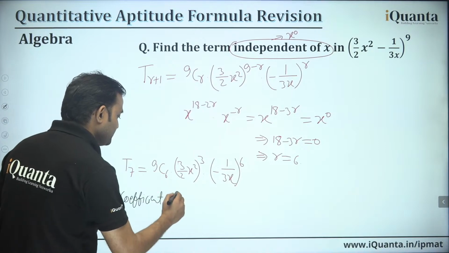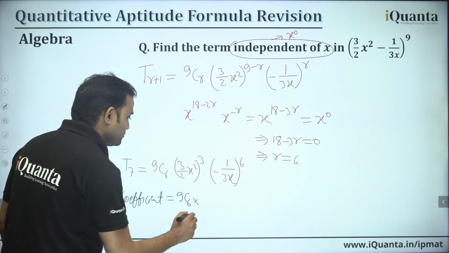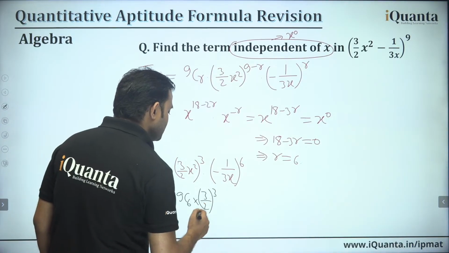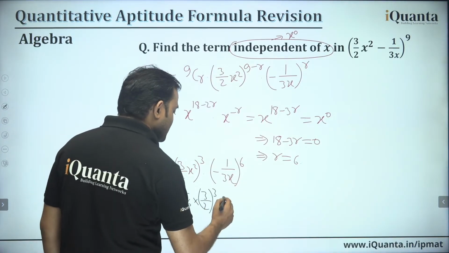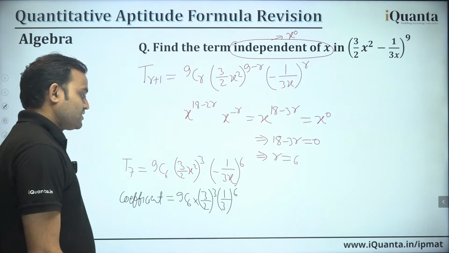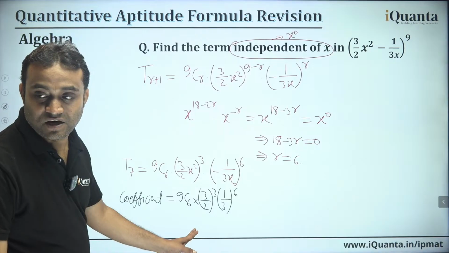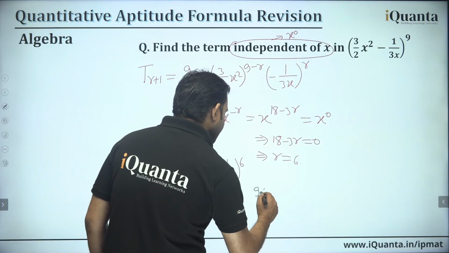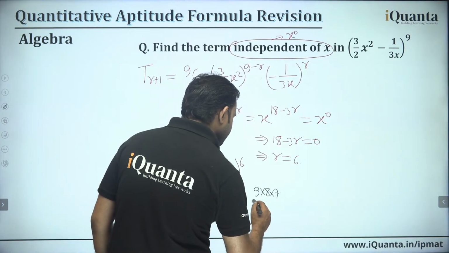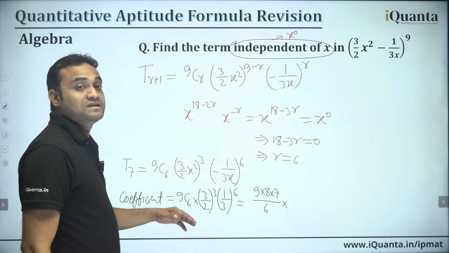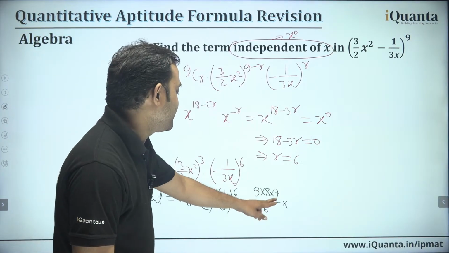Coefficient of this term will be 9C6 into (3/2)^3 and (1/3)^6, where the minus sign with (1/3)^6 becomes plus as well. Now we can solve this and get our answer. So this will be 9 into 8 into 7 divided by 6, this is 9C6, which you can remember as 84.